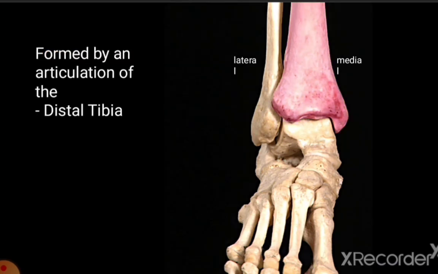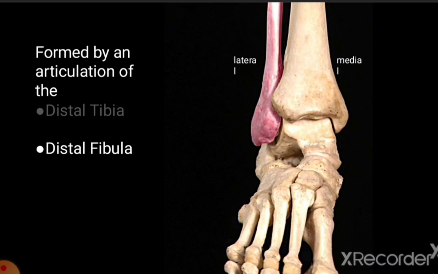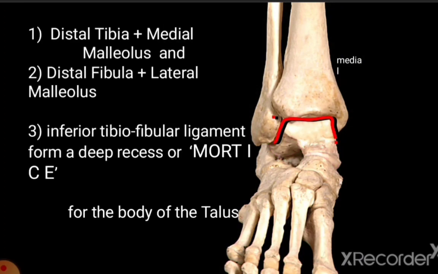It is formed by the articulation of distal end of tibia. So here we have highlighted the distal end of tibia on the medial side, distal end of fibula on the lateral aspect, and the talus. So the superior surface of talus is included in this joint. So distal end of tibia articulating with the medial malleolus and distal fibula plus the lateral malleolus and the inferior tibiofibular ligament which is forming the mortise. This mortise is for the body of the talus.